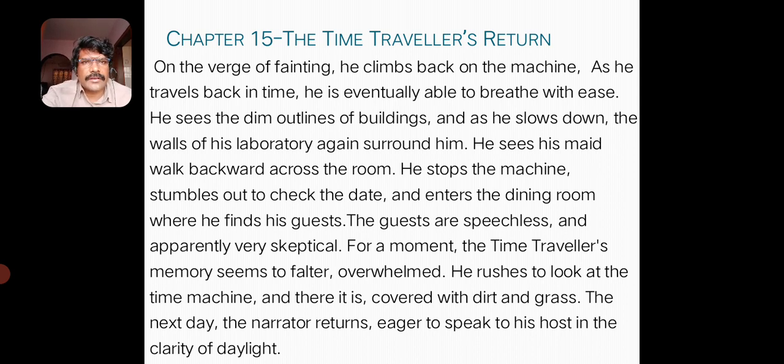As he travels back in time, he is eventually able to breathe with ease. He sees the dim outlines of buildings, and as he slows down, the walls of his laboratory again surround him. He sees his maid walk backward across the room. He stops the machine, stumbles out to check the date, and enters the dining room where he finds his guests. The guests are speechless and apparently very skeptical. For a moment, the Time Traveller's memory seems to falter. Overwhelmed, he rushes to look at the time machine, and there it is, covered with dirt and grass.